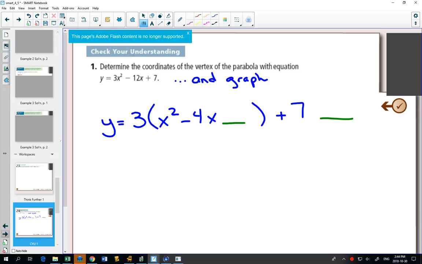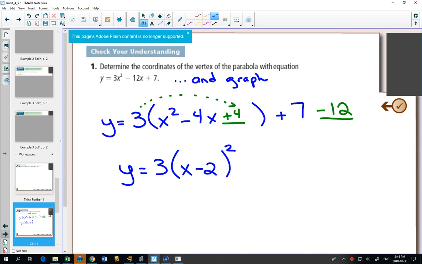What's going to be in the first green space to make that a perfect square? Plus 4. And if we add 4 there, what have we actually added to the side? We've added 12. So to compensate in the other space, to undo that, we would have to subtract 12. It's plus 4 because the only way that you can get that plus 4 would be to have a minus 2 inside that squared. And if there's a minus 2 inside that squared, when it gets squared, there would be a plus 4 in that green space. And 7 minus 12 is negative 5.